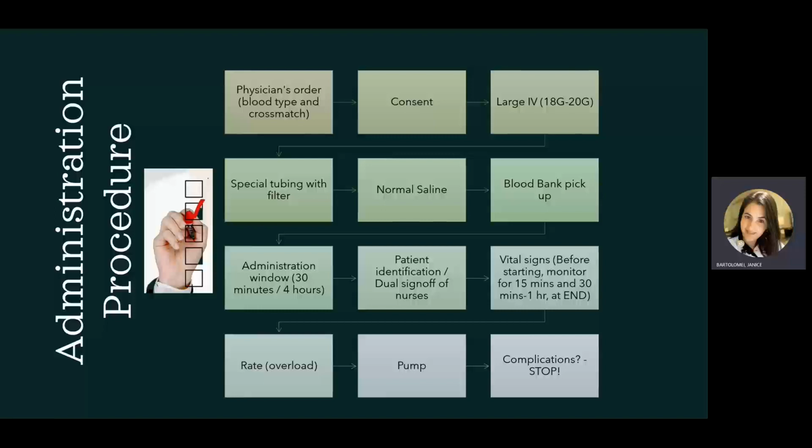You have to do your 2 identifiers with another RN to verify this information. So there's a dual sign off for nurses. We verify that you have the right patient with the right date of birth, that their correct blood is on hand from the type and cross, and that you received the correct unit. Every unit is labeled with specific numbers, and I'll show you that in a picture shortly. And then you start the blood.